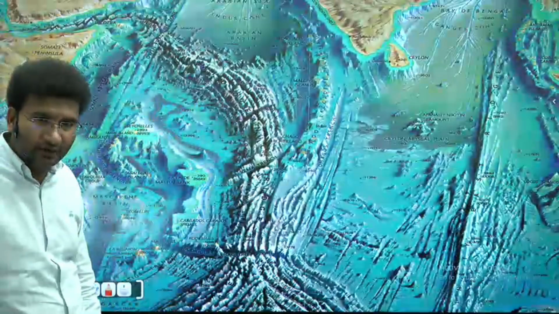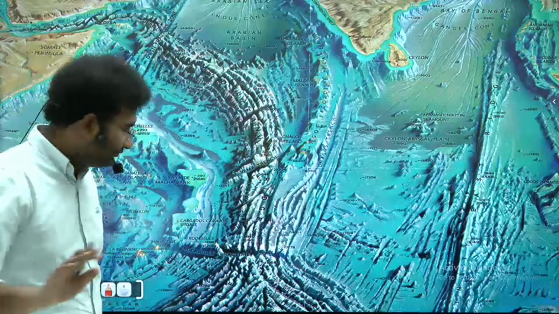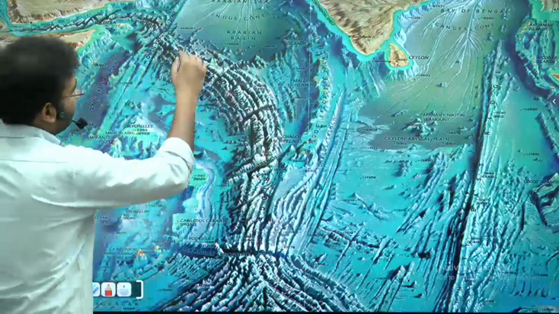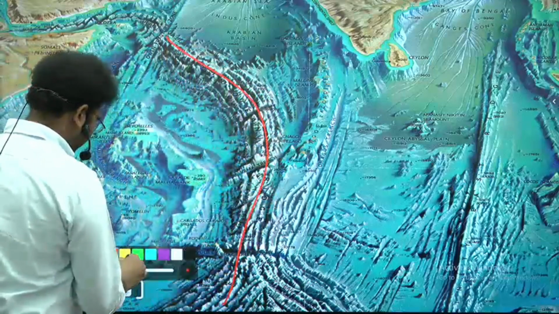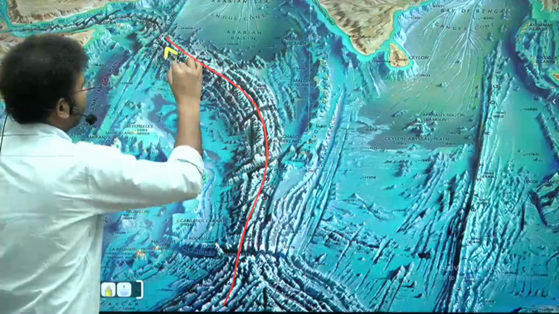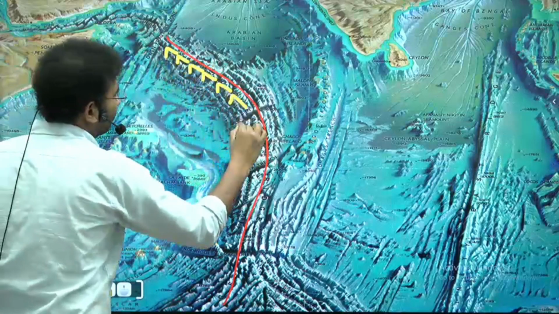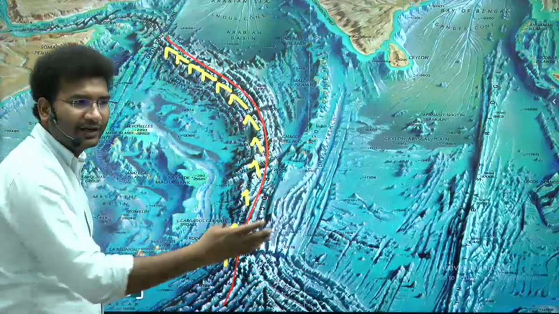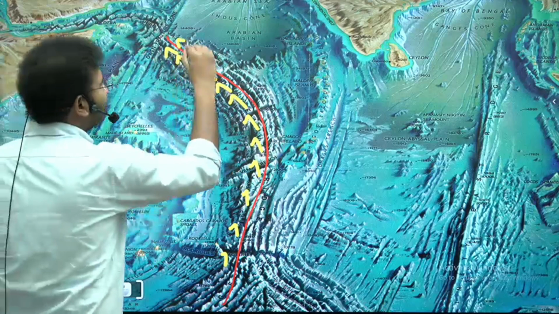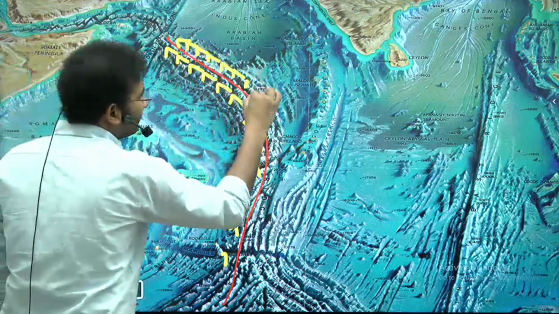There is a plate boundary, no doubt. See, this is the boundary of the plate. The first mountain chain is formed here. Okay? A volcano erupted, some amount of material is formed on the left side and some amount of the material is formed on the right side.